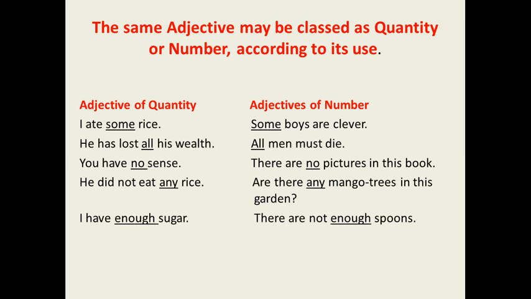He did not eat any rice. This is quantity. Are there any mango trees in this garden? Here any has become number. I have enough sugar. This is quantity. There are not enough spoons. This is the number. So, students, according to its use, it becomes adjective of quantity or adjective of number.